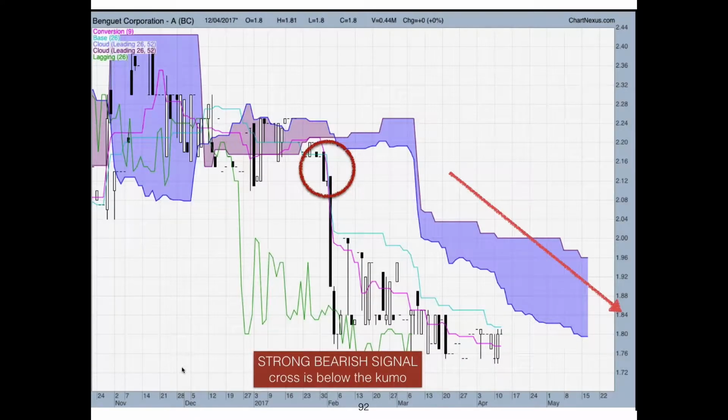Now, a strong bearish signal occurs when the cross happens below the Kumo. With a strong bearish signal, prices are likely to continue on a strong downtrend after the crossover. This is the bearish signal for BC.